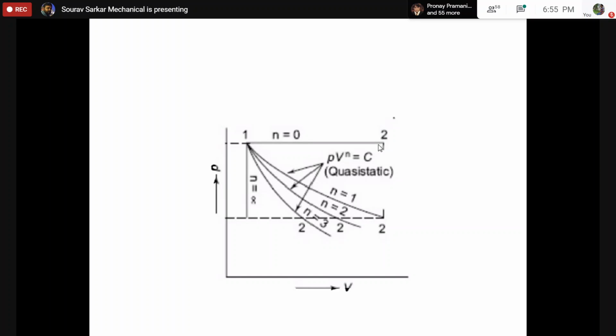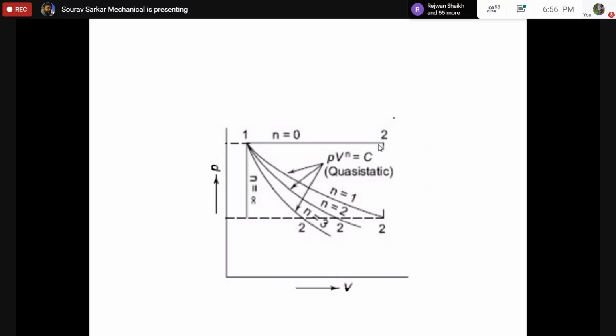I will show you one example. What is our common convention? In common convention, if my volume increases, what will happen to the pressure? Pressure will decrease. Everyone is agreed with this?